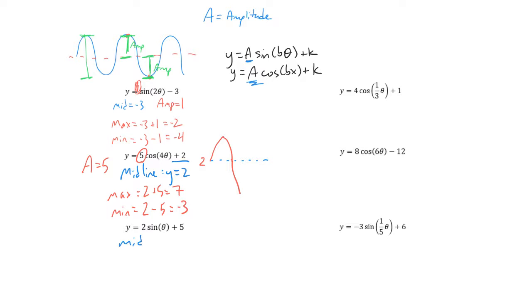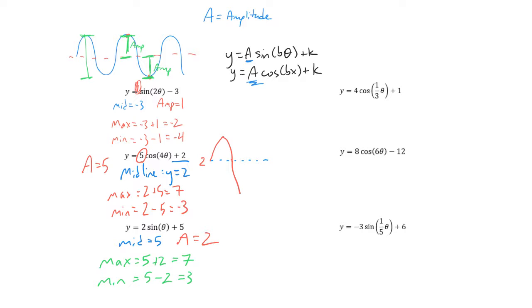My midline is 5. My amplitude is 2. So notice these are the same numbers, but opposite from this last one. So this means my max is, I start at 5 and I add 2, so I get 7. My min, I start at 5 and I subtract 2, so I get 3.